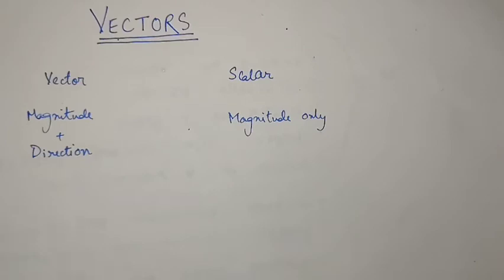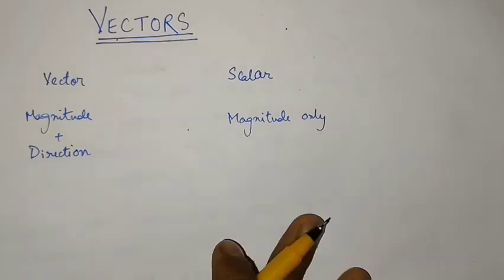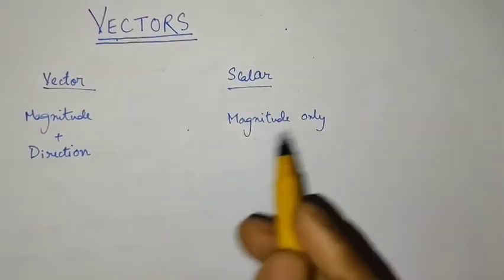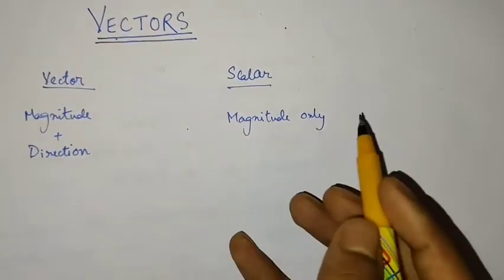So starting with the very basic idea, it's a very basic class. We'll get to know that there are two types of quantities. We know that there are scalar quantities and there are vector quantities. So scalar quantities are the quantities which have just the magnitude.